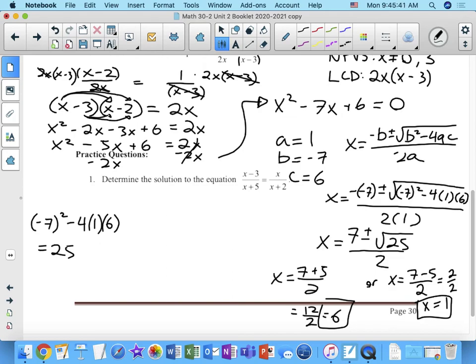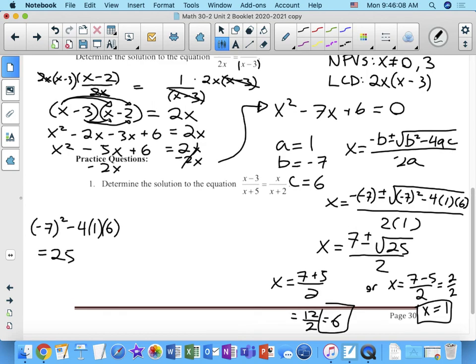Okay, so what should we do at this stage now that we've got our answers? It's the last step. Check for extraneous roots. Yeah, and what were our non-permissibles? They're hiding here in the corner. 0 and 3, so these guys are both fine.